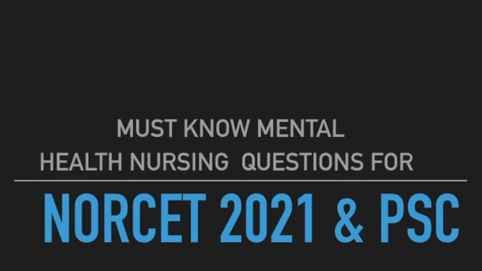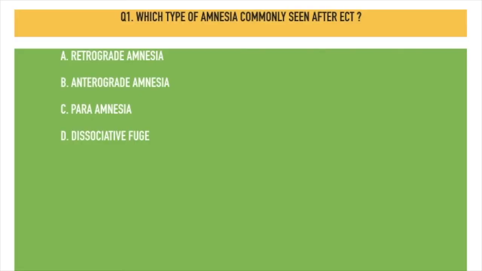So the first question will be, which type of amnesia is commonly seen after ECT? The amnesia commonly seen after electroconvulsive therapy. Option A, retrograde amnesia. Option B, anterograde amnesia. Option C, paramnesia. And option D, dissociative fugue.